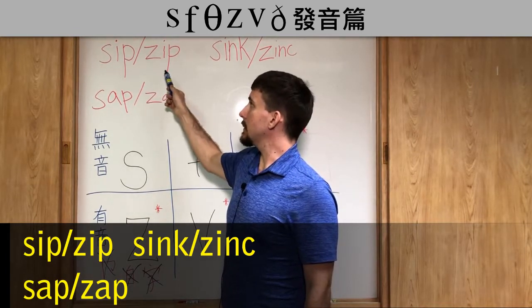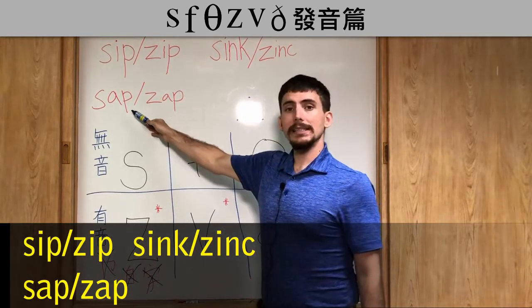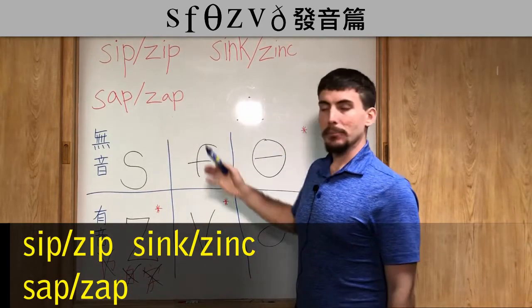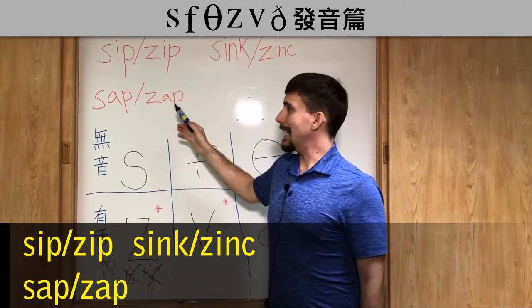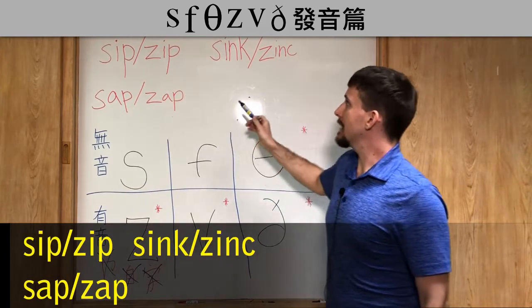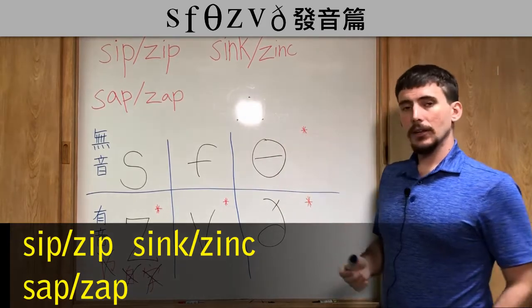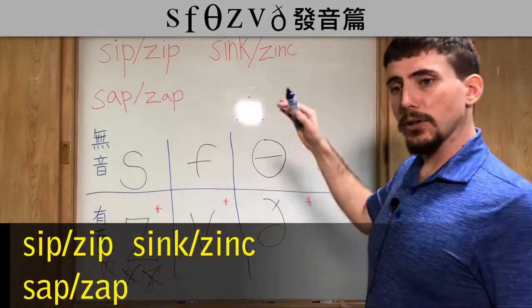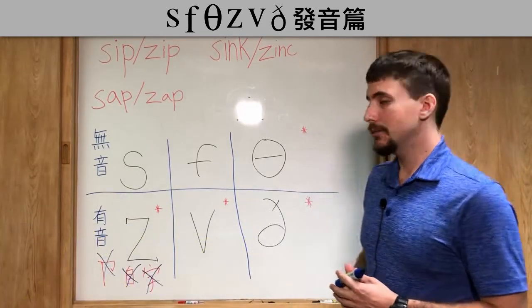All right, here we have sip and zip. Sip, zip, sip, zip. Here we have sap and zap. Sap, zap, sap, zap. Sip, zip, sip, zip. Sink, zinc, sink, zinc. Hopefully, if you practice those long enough, you'll be able to make a pure Z sound.